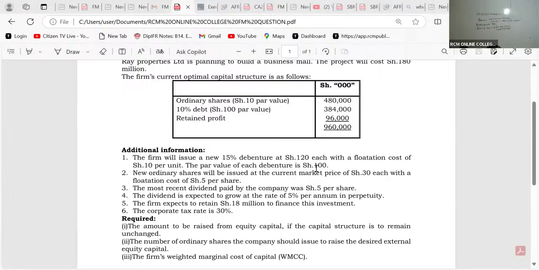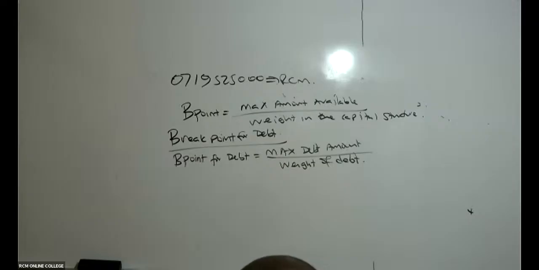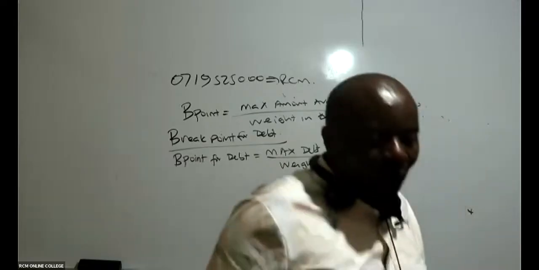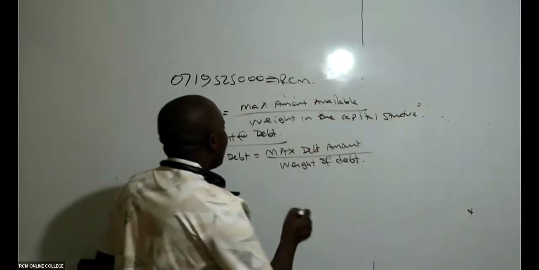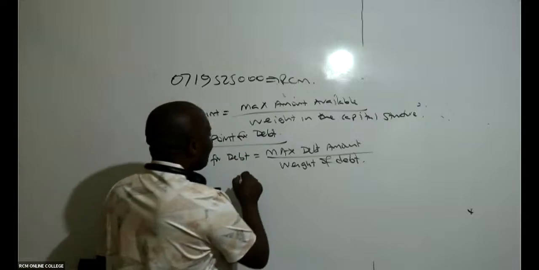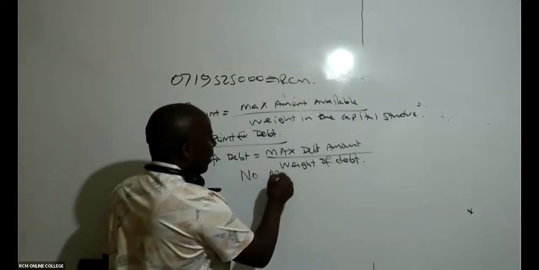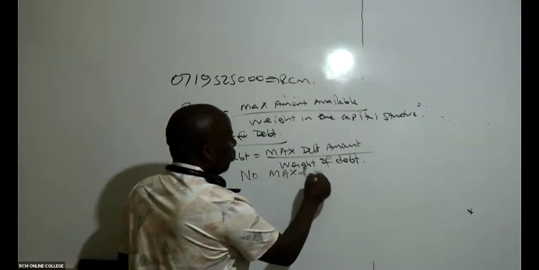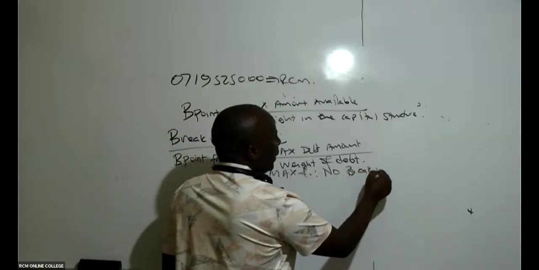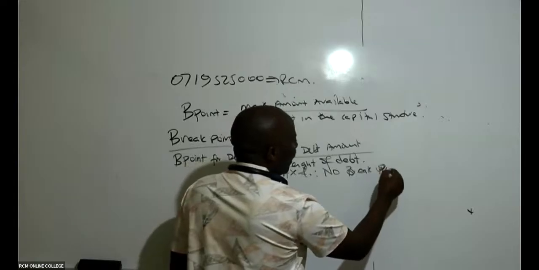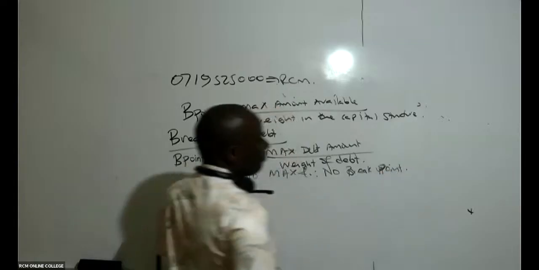There are no restrictions here. Remember, breakpoints normally happen whenever there are restrictions. So in this case, what do we do? No maximum, and therefore no breakpoint for debt.